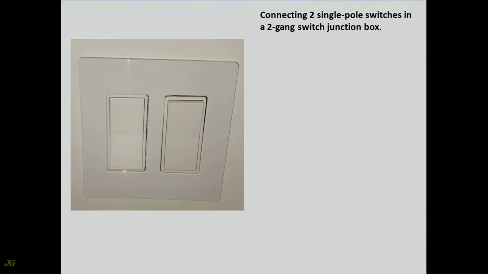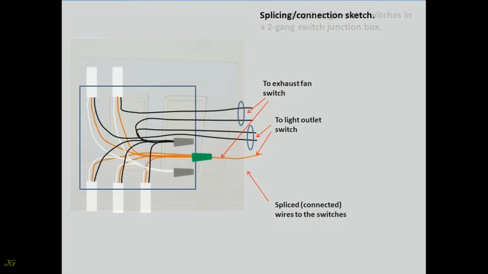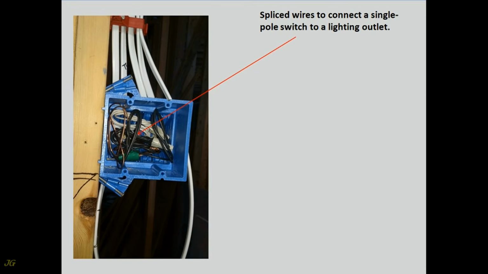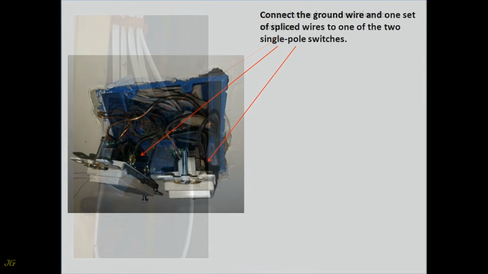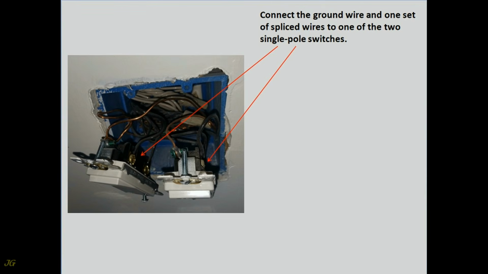Connecting two single-pole switches in a two-gang switch junction box. Splicing, connection sketch. Spliced wires to connect a single-pole switch to a lighting outlet. Spliced wires to connect a single-pole switch to an exhaust fan. Ground wire for connection to switches. Connect the ground wire and one set of spliced wires to one of the two single-pole switches.